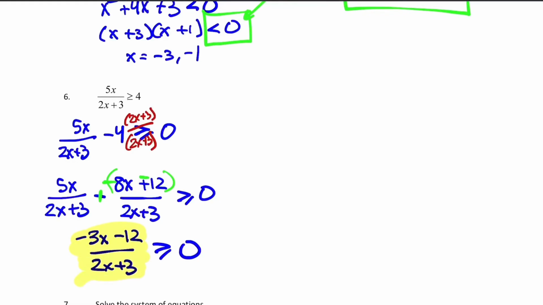Okay? So now, once you get it to be a single fraction, you need to find roots. How do you find roots? You set the numerator equal to 0. And I'll just go through that quickly. Negative 3x equals 12. X equals negative 4. So that's going to be my only root.